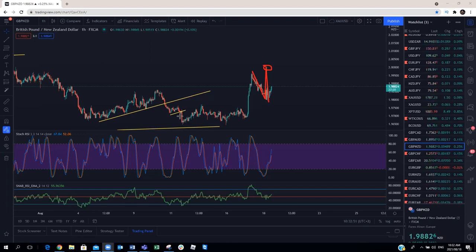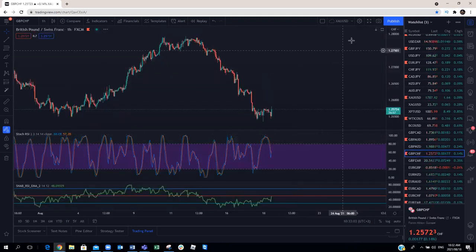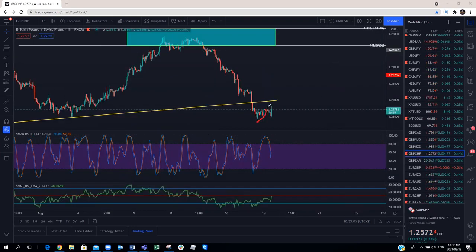Please just check there. All right, so this is now a three-wave pullback, and we are now looking for continuation to the upside as far as the New Zealand is concerned. Pound chief, we have been bearish since we made the reversal in the blue box. So this is now a corrective structure here at these levels. We are still expecting this to continue lower.